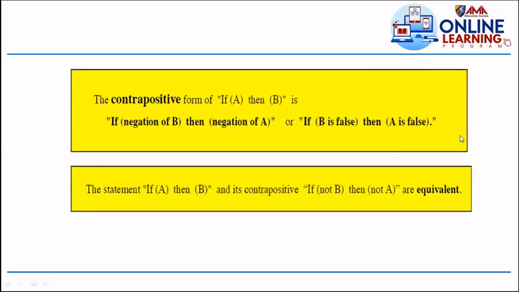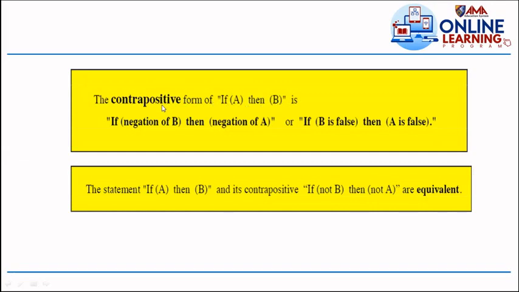Next, we have the contrapositive statement form. Okay? If A, then B. If negation of B, then negation of A, or if B is false, then A is false. Okay? So, ano ibig sabihin nun, no? Doon sa if and then statement natin, noon na yung hypothesis, sumunod yung conclusion. So, pareho silang true itong dalawa. Doon sa if and then statement natin.